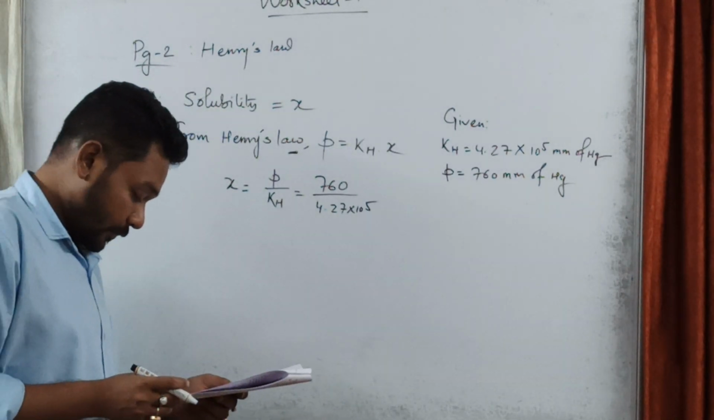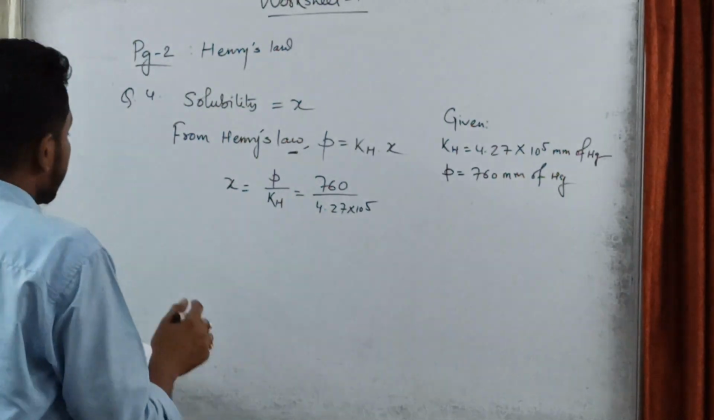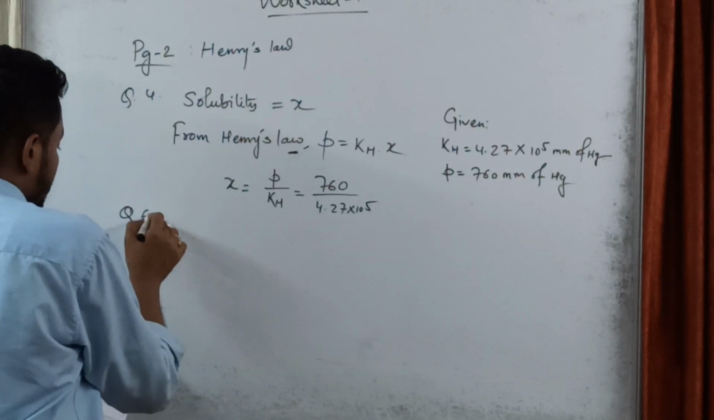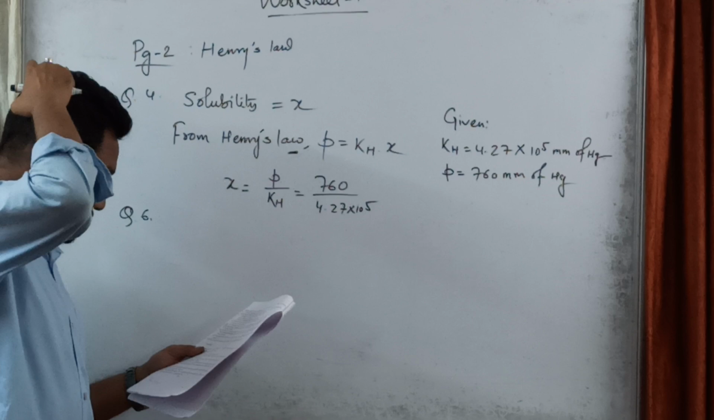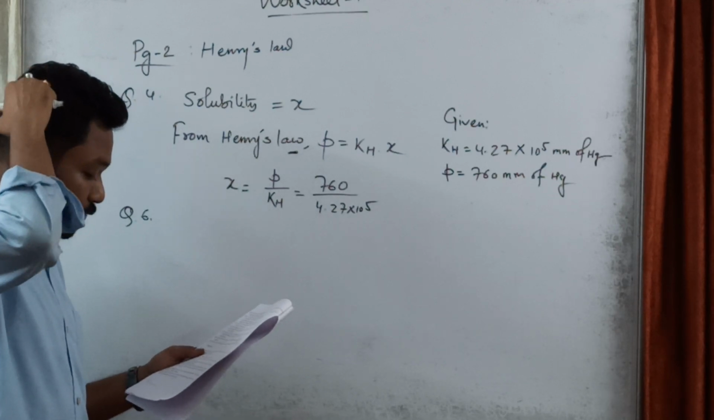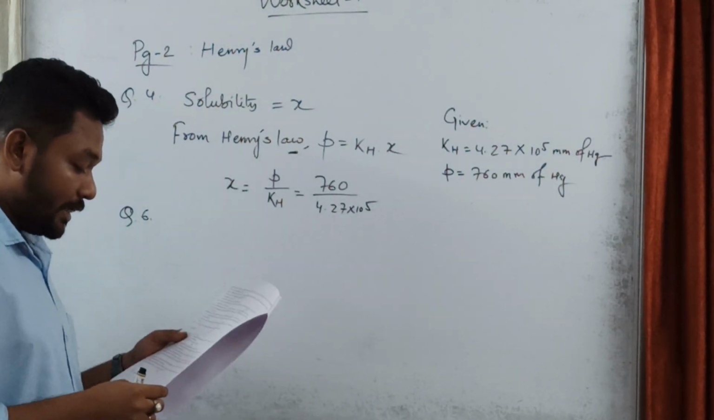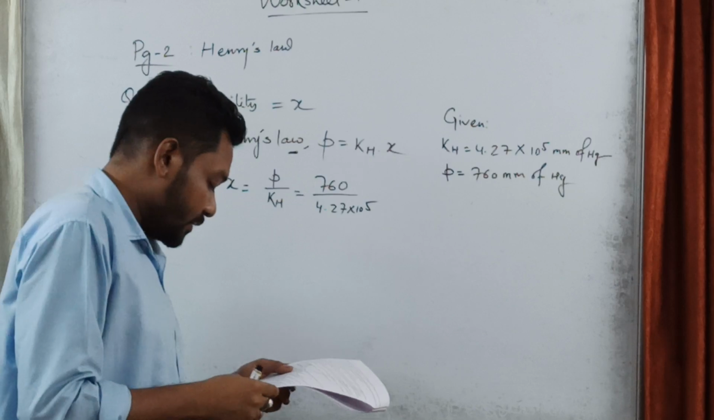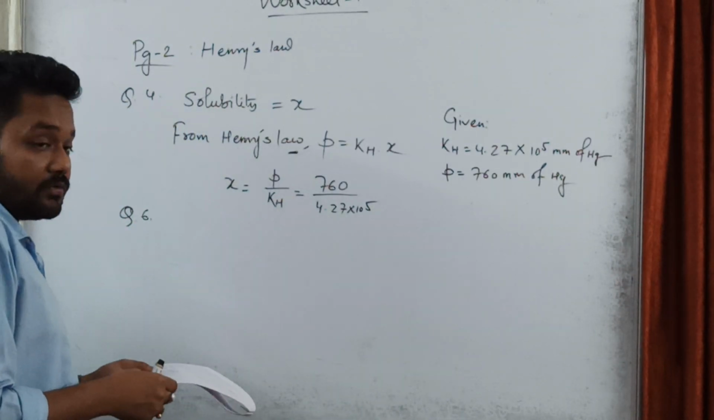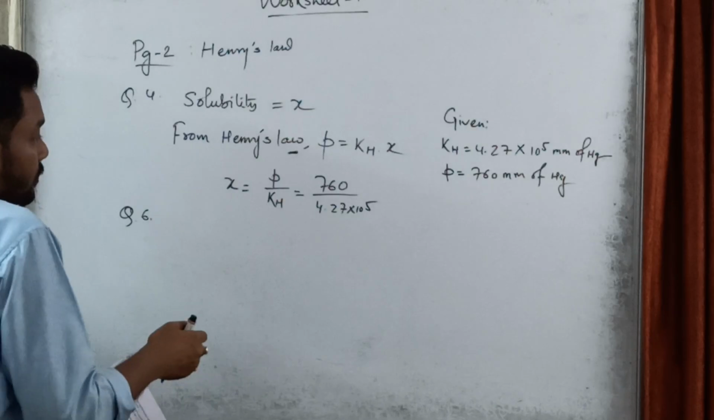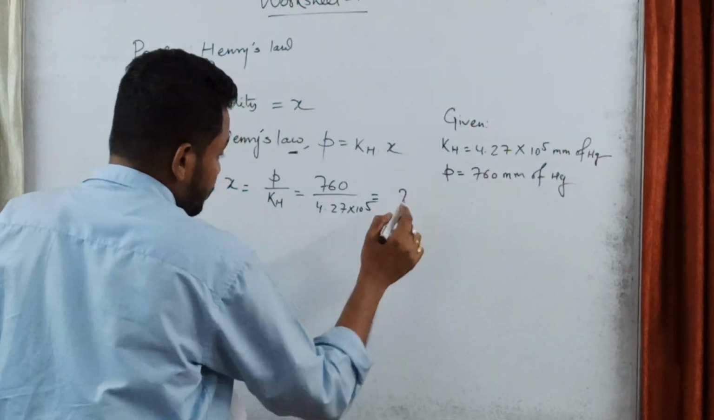Next, question number 6. It tells you H2S is a toxic gas with a rotten-egg-like smell, used for qualitative analysis. If the solubility of H2S in water at STP is 0.195 molar, calculate the Henry's law constant. So you will calculate here.